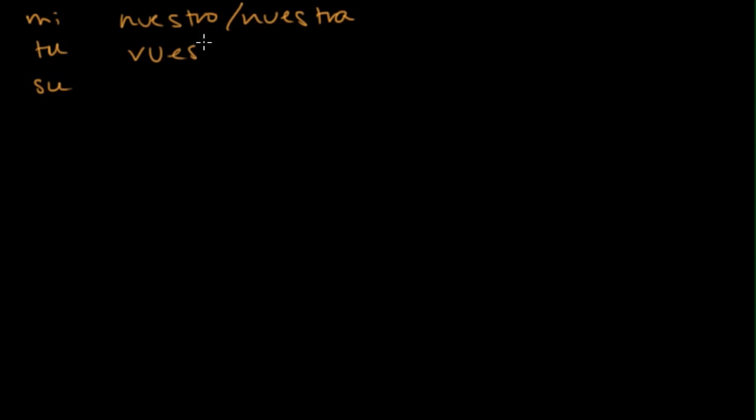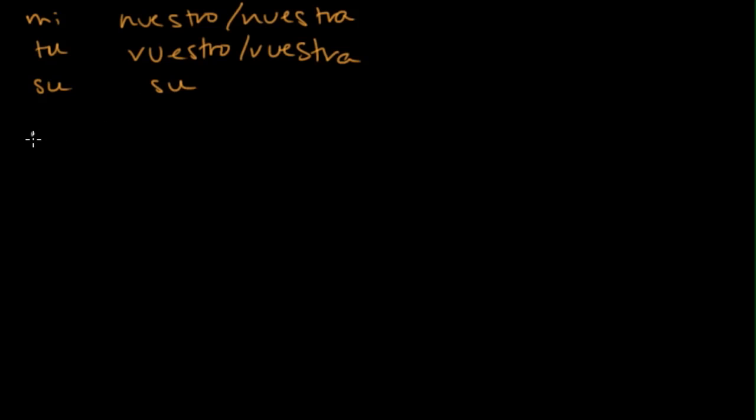So, let's just quickly run through that and write it out more concisely, and then we'll go through some examples. So we have our possessive adjectives, mi, tu, su, nuestro, nuestra, vuestro, and vuestra, and su again. Now all of these can be plural, so you can have mis, tus, sus, nuestros, nuestras, vuestros, vuestras, and sus.